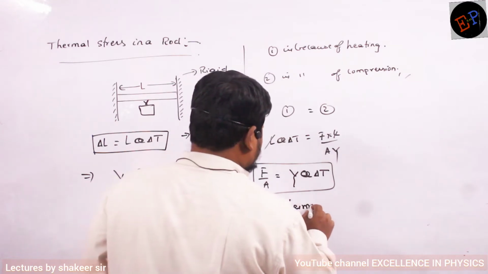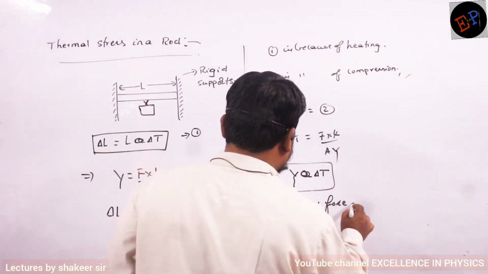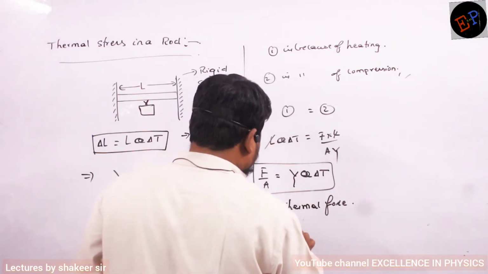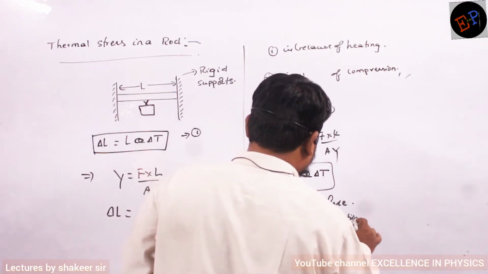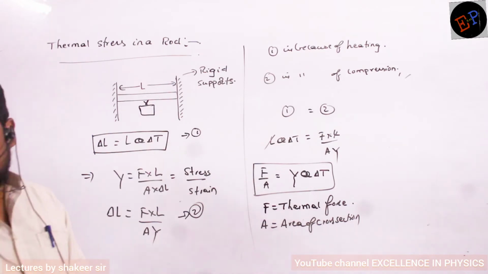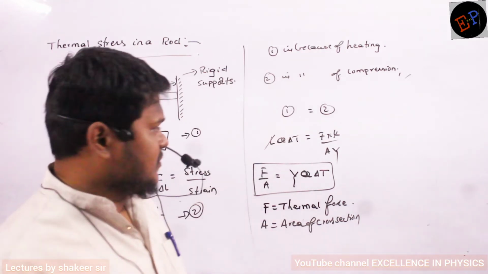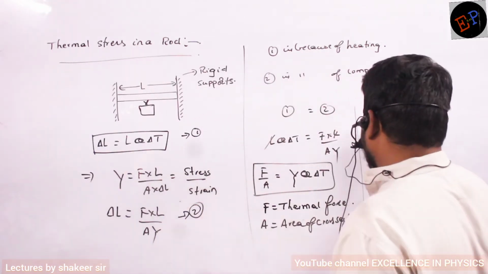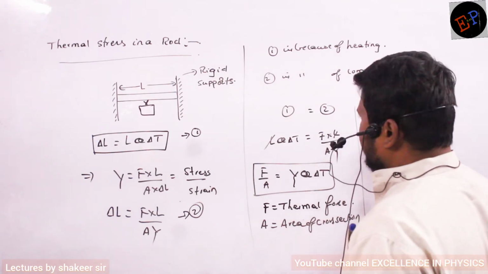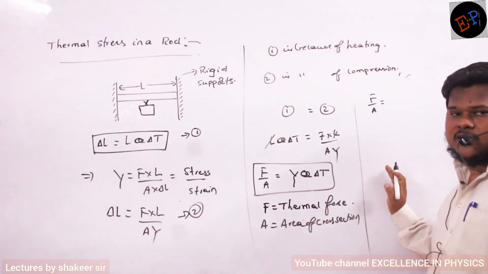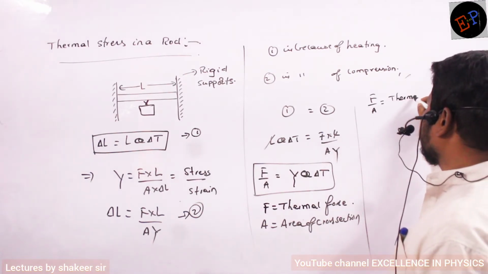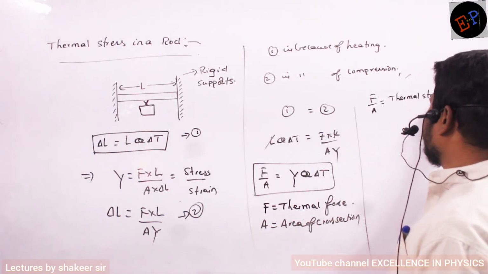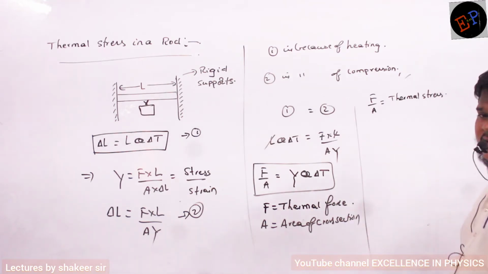Thermal force developed inside the rod. And A is called what? A is called the area of cross section of the rod. Understood, no? So force per area is equal to Y alpha delta T. Clear? And force per unit area is called what? Force per unit area is called pressure, or you can call it stress also. Clear, no? So this is thermal stress. Thermal stress produced in the rod is Y alpha delta T.